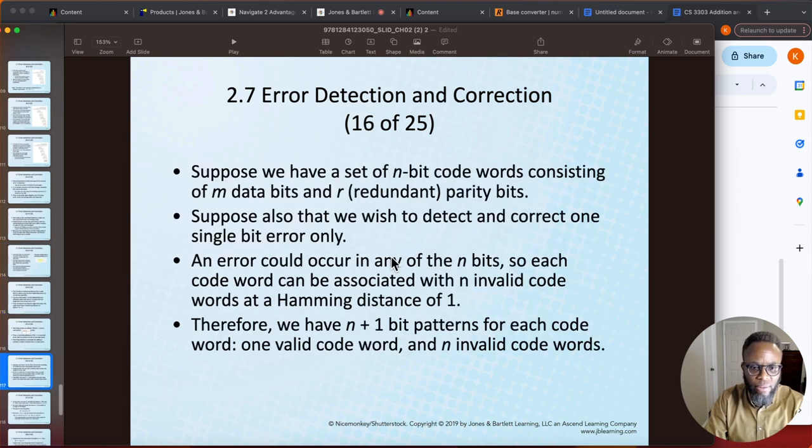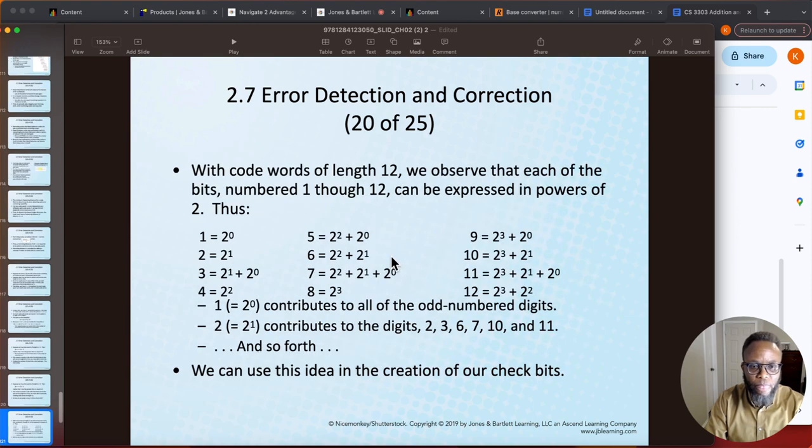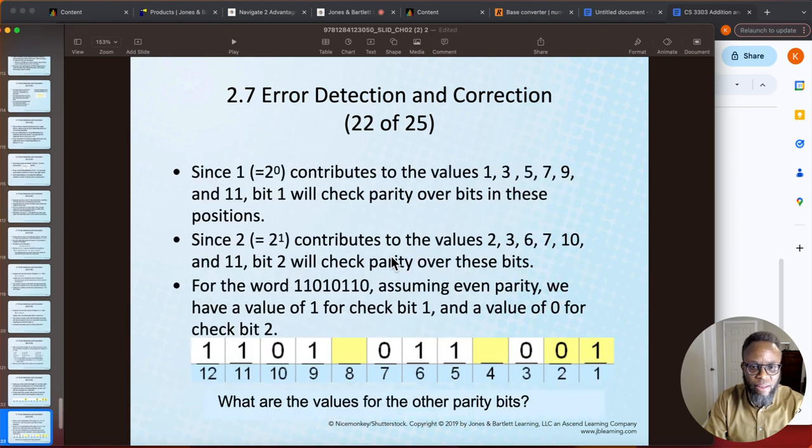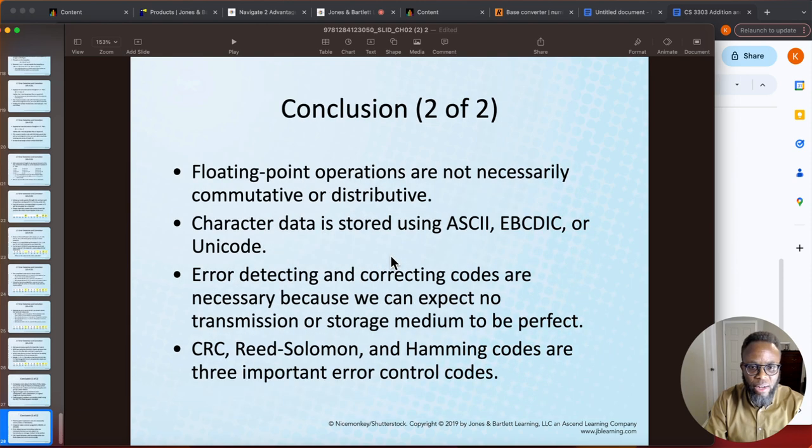Okay, and then there's some formula here just to kind of formalize some of these things. But again, like I said, there's a lot of information out there that can help you all to decipher and to fully understand the CRC check.